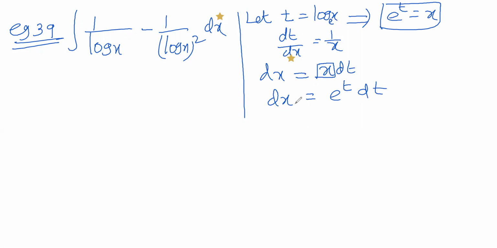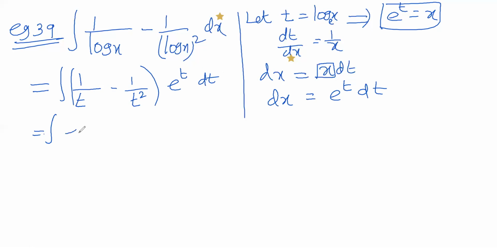Now we substitute everything here. Integral 1 by log x, what is log x? We are taking it as t, minus 1 by log x the whole square, that is t square. And this dx is e power t into dt. Substitution over. Now I am rewriting the question. First I am writing e power t into 1 by t minus 1 by t square into dt.